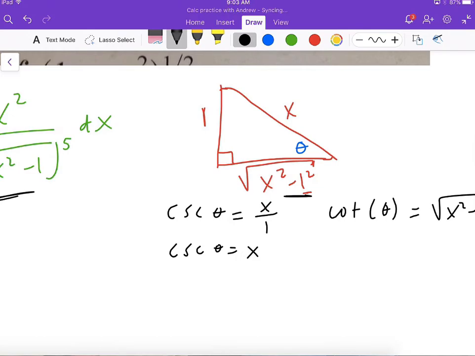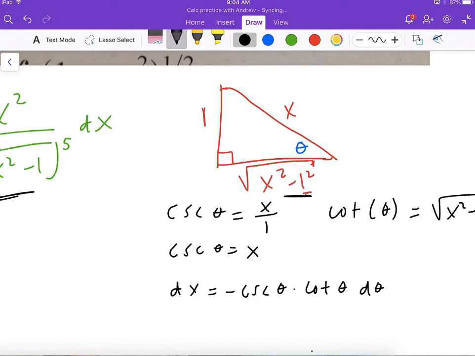So we have our square root expression taken care of. We have x taken care of. The last thing we need is dx. To do that, I'm just going to take a derivative of each side. So dx is equal to the derivative of cosecant theta, which is going to be negative. Let's maybe write it this way: dx is equal to negative cosecant theta times cotangent theta, and then of course we have a d theta there.